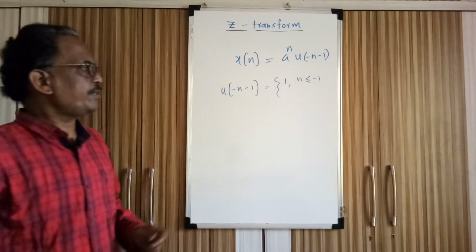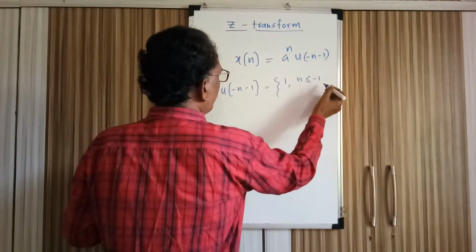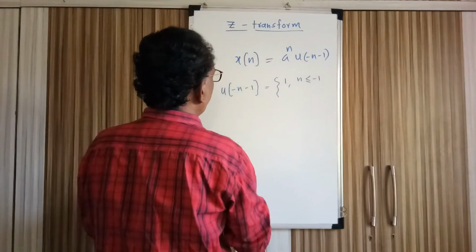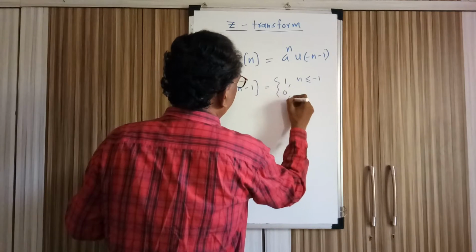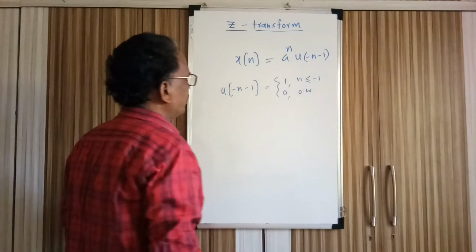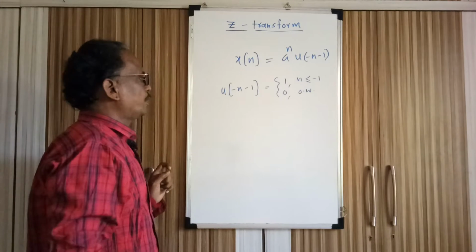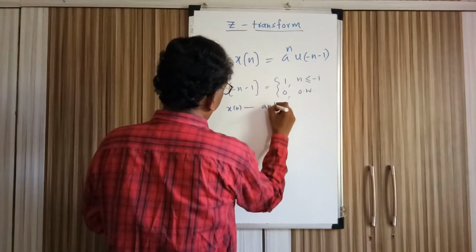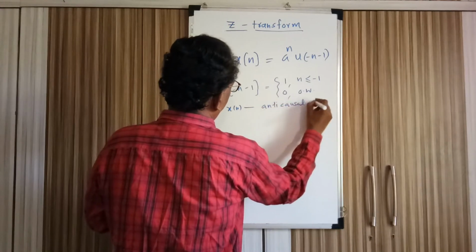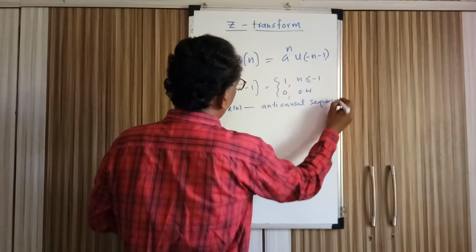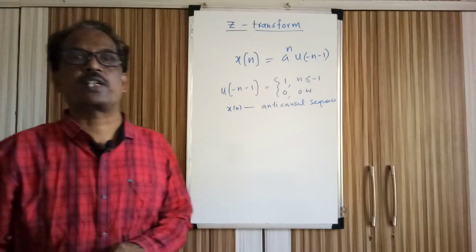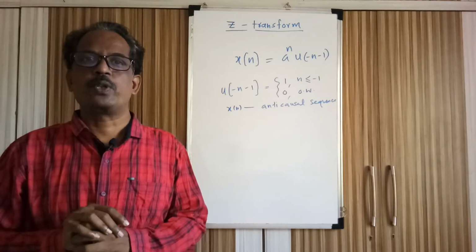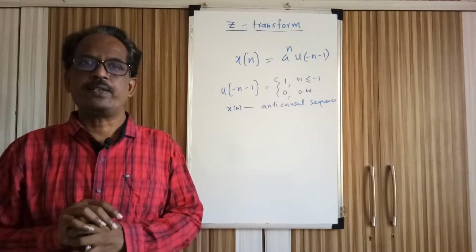So since n is less than or equal to minus 1, the sequence x of n exists, so we have to cover that much portion while finding the Z transform. Otherwise the result is 0, u of minus n minus 1 is 0. It is an anti-causal sequence. X of n is an anti-causal sequence. In the earlier problem the sequence was a raised to n u of n, which was a causal sequence. So here, for an anti-causal sequence, what happens to the ROC?